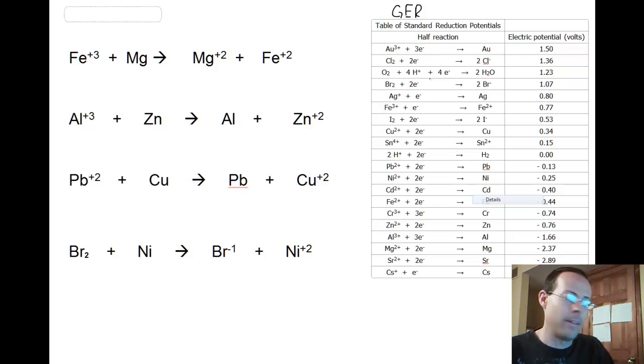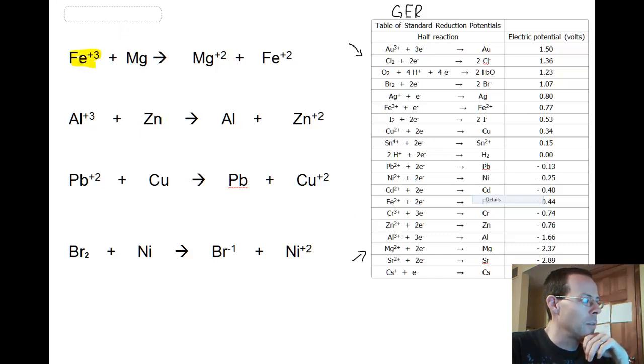To know if something happens, something up here has to be reduced, while something below has to be oxidized. So there's an easy way just to predict whether something is possible or not possible. What we're going to do is look at our two reactants.